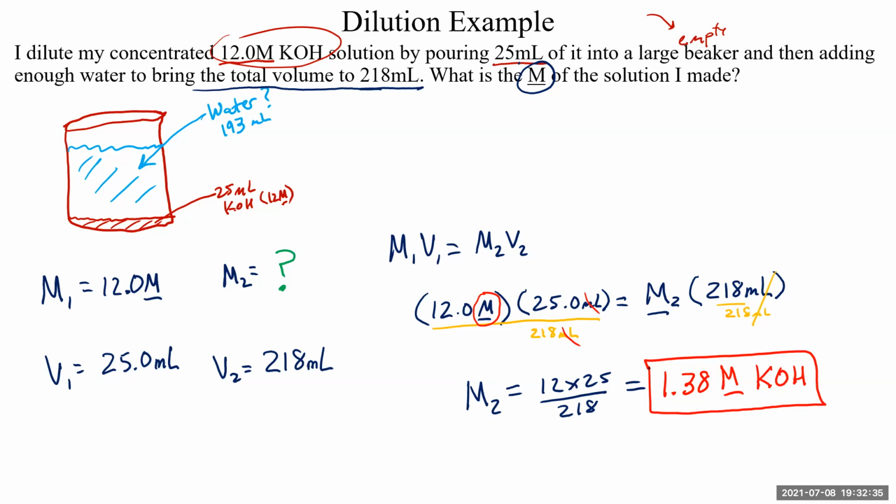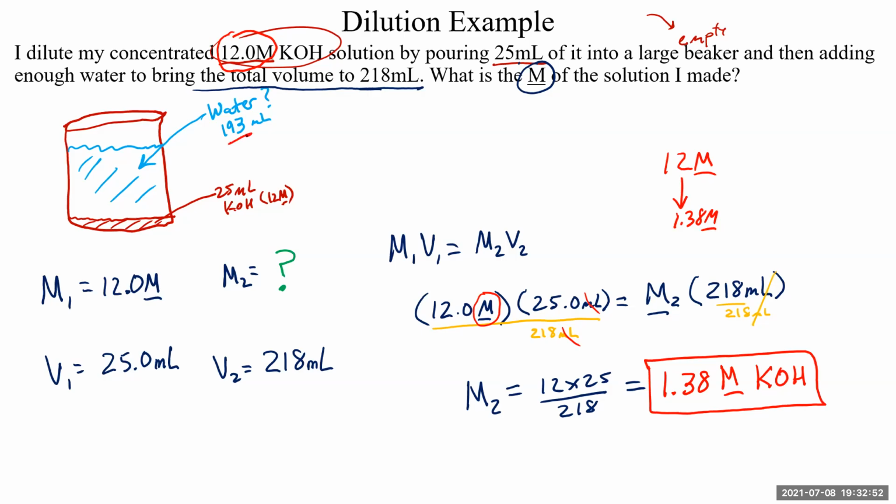So let's just do a quick common sense check. We started with 12 molar, very, very concentrated. We ended up with 1.38 molar. Does that make sense? Yeah, it does, because we added quite a bit of water.